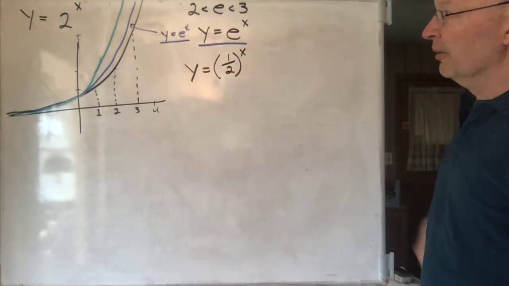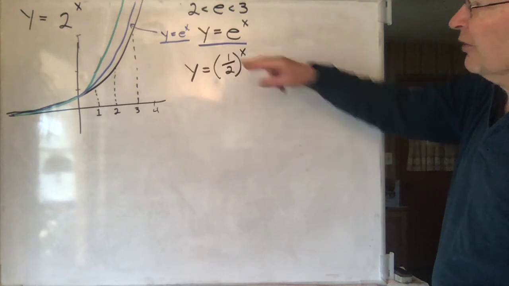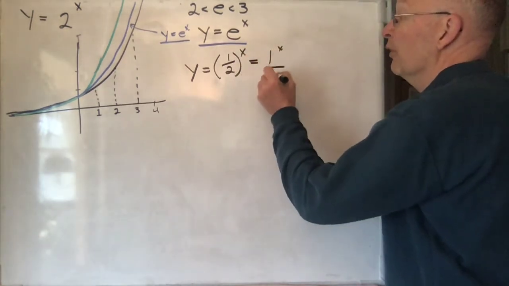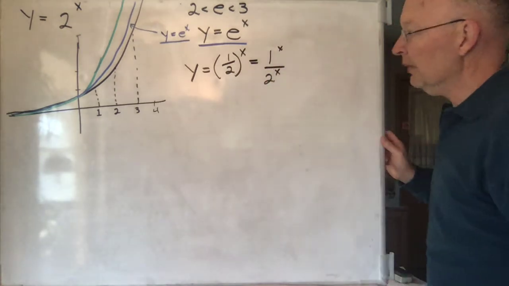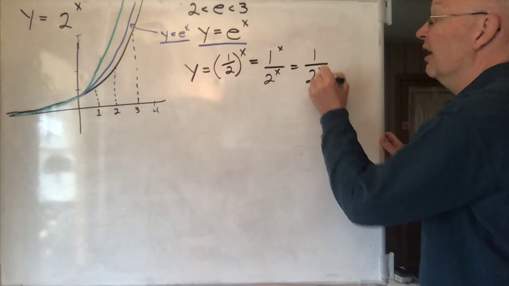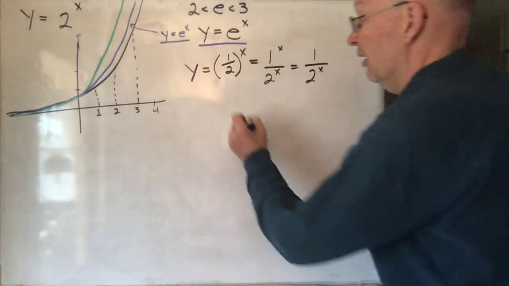One-half to the x value. Well, one of the properties of exponents is that this can be written as 1 to the x value over 2 to the x value. And so that's just equal to 1 over 2 to the x.